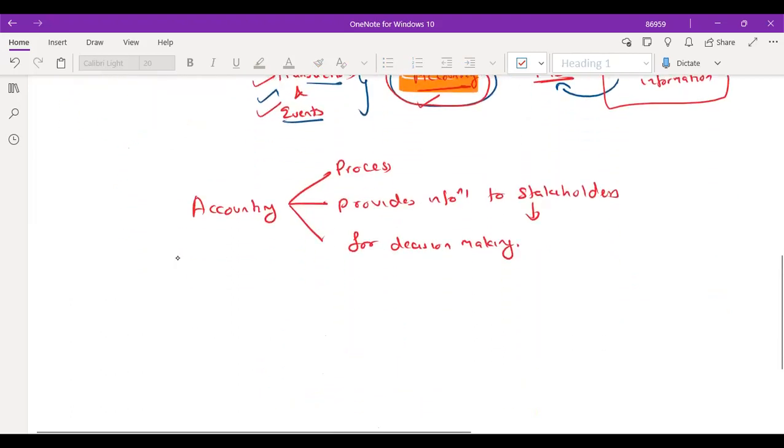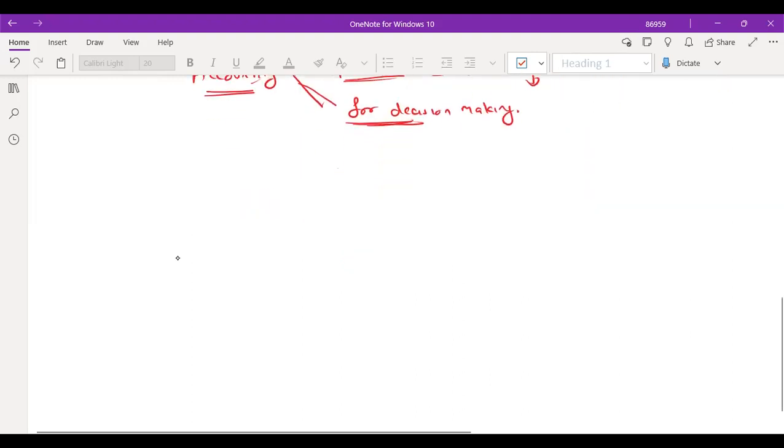I've broken down this definition into 3 sections. Accounting is a process, that you know, because accounting has inputs and outputs to it. And the accounting process provides the information to stakeholders. Why? For them to make decisions. So accounting is a process of providing information to stakeholders for decision-making purposes. That is the simple definition you can come up with.